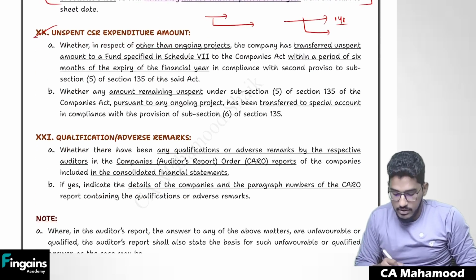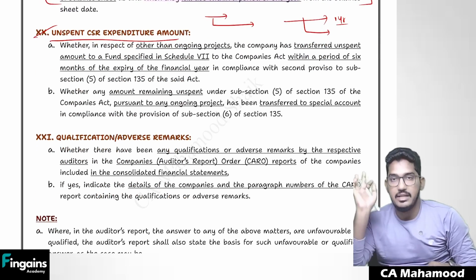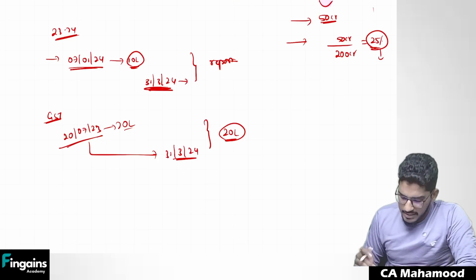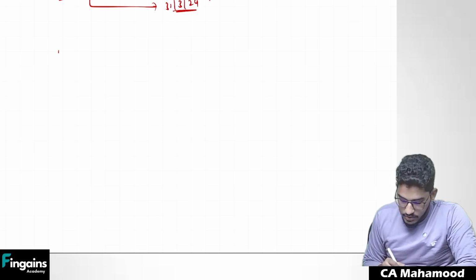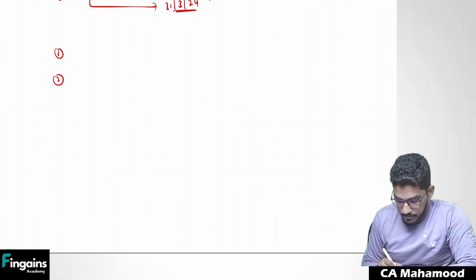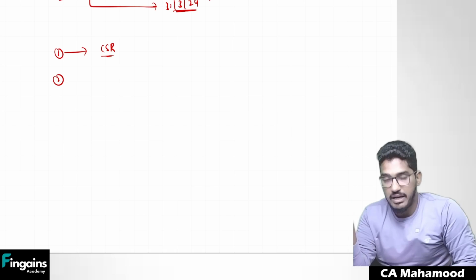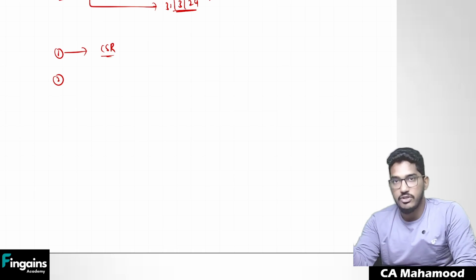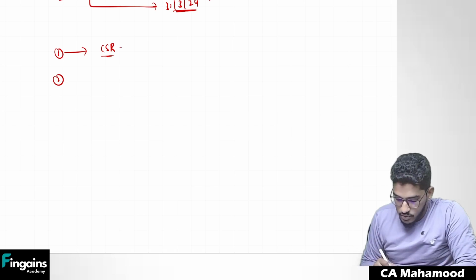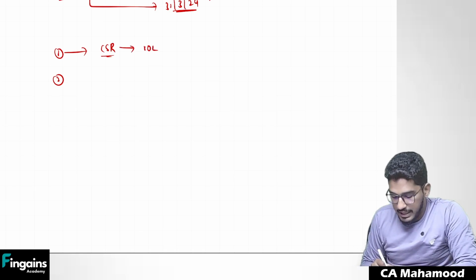And then we have the 20th point, which is regarding unspent CSR expenditure. So this is a bit tricky point. I will try to simplify it. Here they say two things, number one, number two. Assume that your client company is required to spend CSR expenditure. As we all know, some 2% of the average net profits of the last 3 years, they are required to spend on social welfare. So assume that the company is required to spend 10 lakh rupees on CSR.